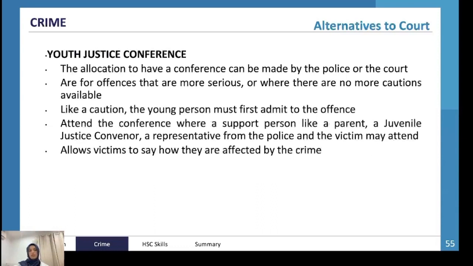The YJC, Youth Justice Conference, is the allocation to have a conference, which can be made by police or the court, and is for offences that are more serious or where there are no more cautions available. Like a caution, the young person must first admit to the offence. They must first state that they have committed the offence and plead guilty, basically. To attend the conference, a support person like a parent is there, there is also a justice convener, and a representative from the police, and the victim may also attend. It allows the victim to say how they are affected by the crime as well.